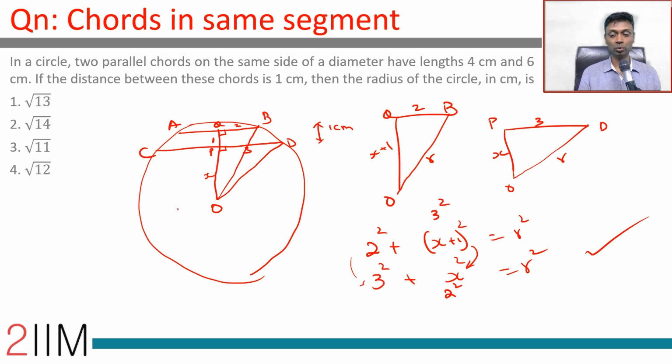Or X is 2, the radius R square is nothing but 2 square plus 3 square, or nothing but 4 plus 9, which is 13, or radius is square root of 13, done. Pythagoras theorem and nothing more than that.